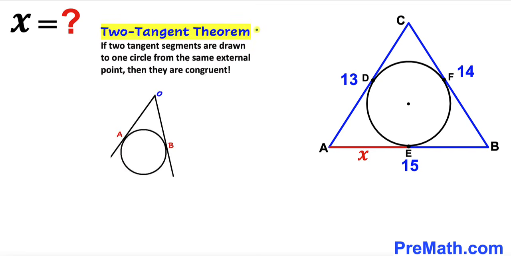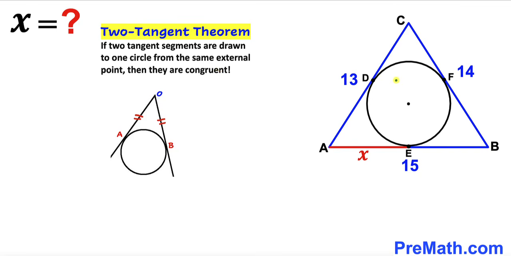Now let's recall the two tangents theorem. If two tangent segments are drawn to one circle from the same external point, then they are congruent, as you can see in this given diagram. Here we have these two tangents OA and OB, where O is the only external point. Then we conclude that segment OA is equal to segment OB. In other words, these two tangents OA and OB are congruent.